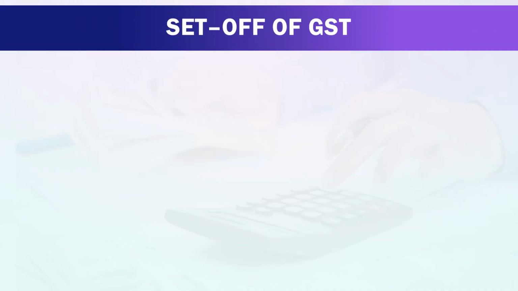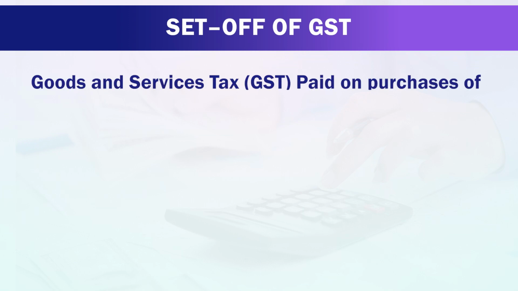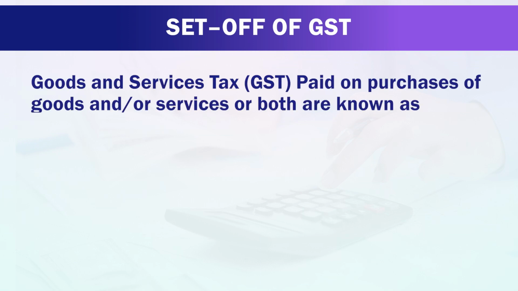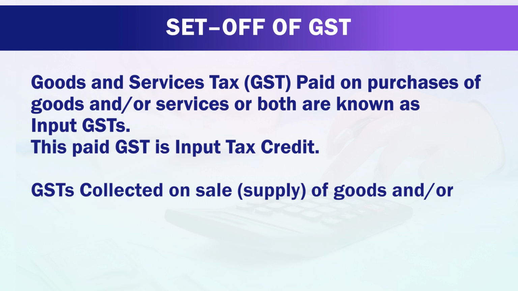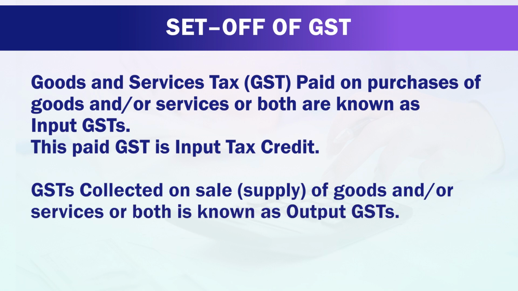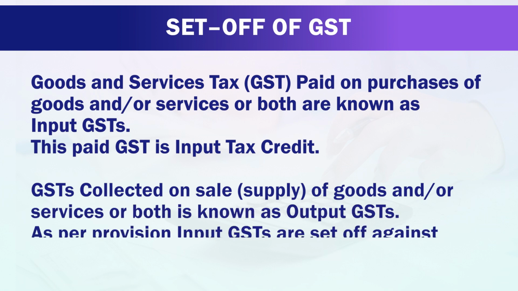Now, let us understand what is set-off of GST. Goods and Services Tax, GST, paid on purchases of goods and services or both is known as input GST. This paid GST is input tax credit. GST collected on sales or supply of goods and or services or both is known as output GST. As per the provision, input GST is set off against output GST.